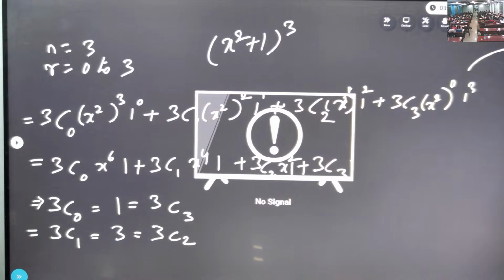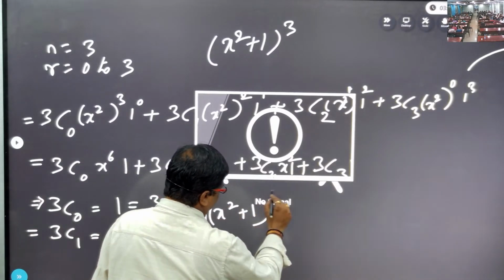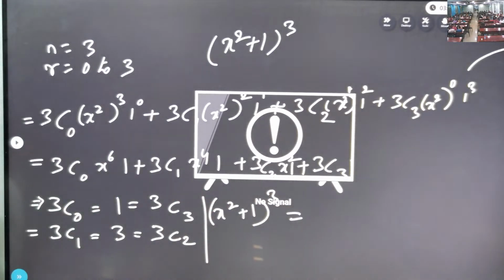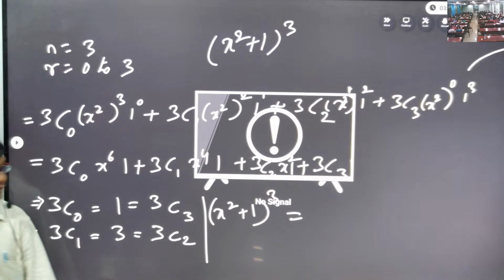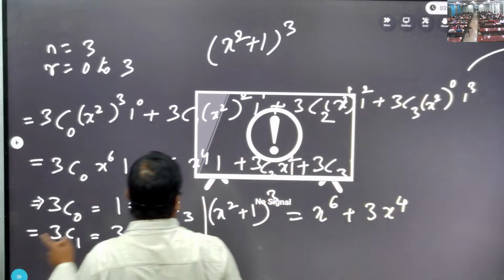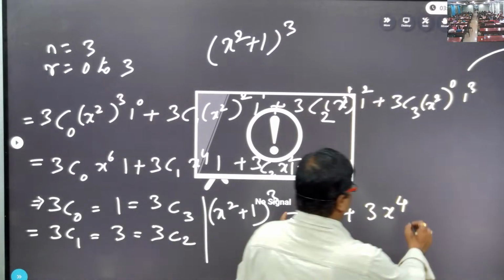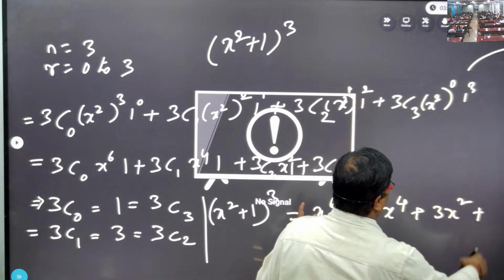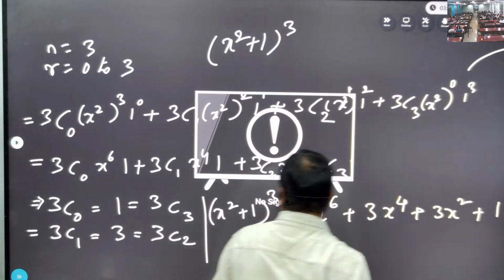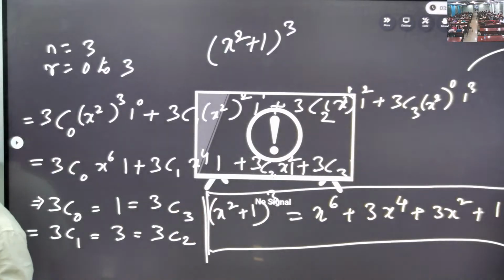Next step, substitute the values. x square plus 1 power 3 is equal to, expand the value. What will we be getting? x power 6 plus 3x power 4, and 3x power 4 plus 3x square plus 1. This is the binomial expression for our given equation, x square plus 1 power 3. Right?